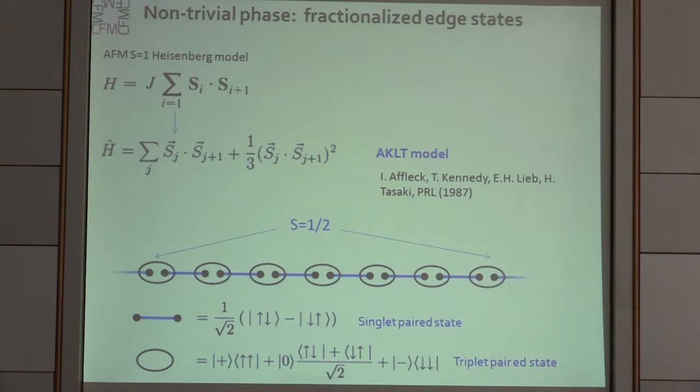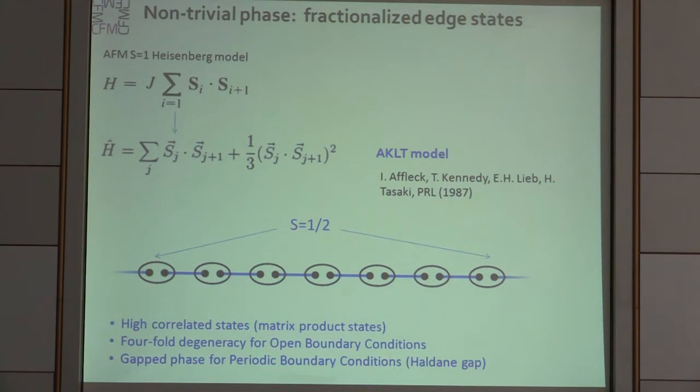And in this particular model, in addition to these spin-1/2 objects that are very interesting because they are highly correlated states, they have a fourfold degeneracy in the case of an open chain, since these two spin-1/2 objects don't talk to each other. On the other hand, if we are talking about periodic boundary conditions or a ring, they will interact with each other, and this gives rise to a gapped phase where the gap is precisely the Haldane gap.